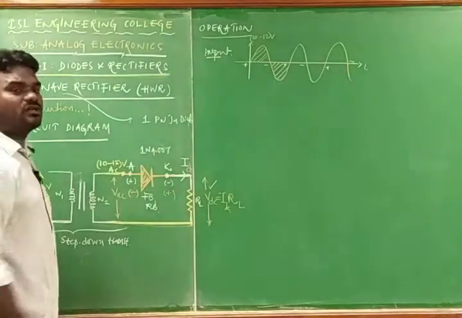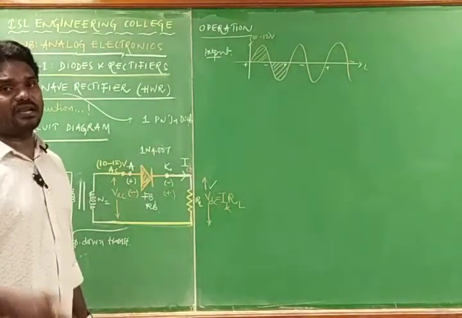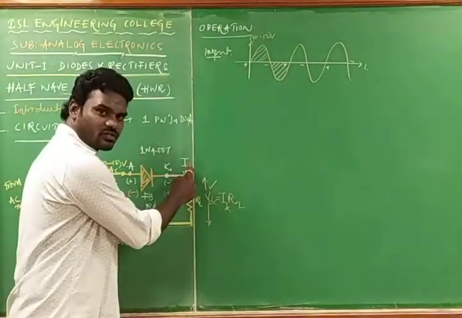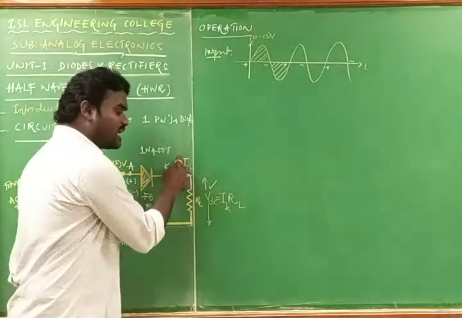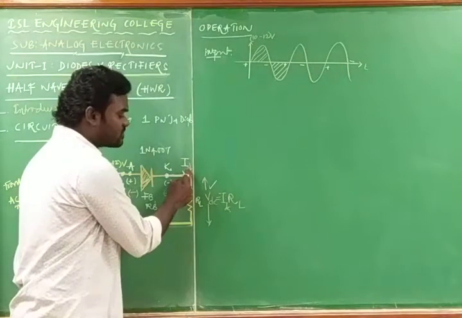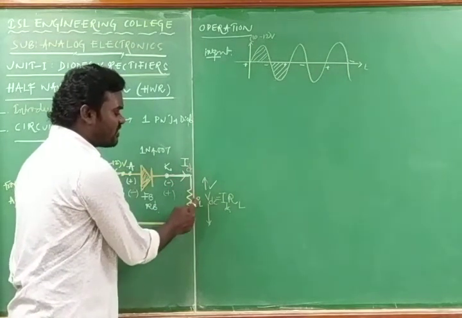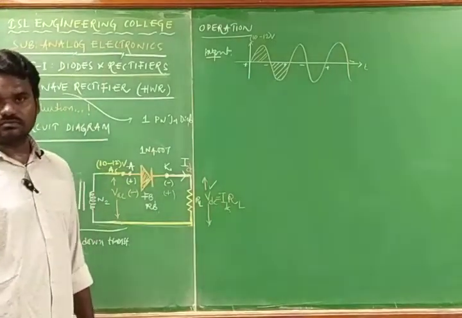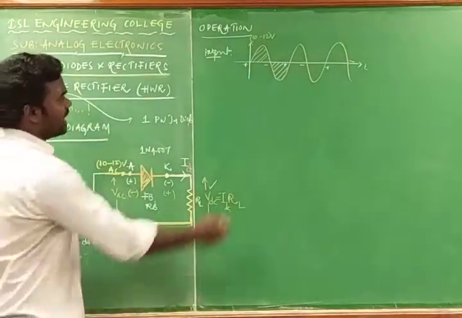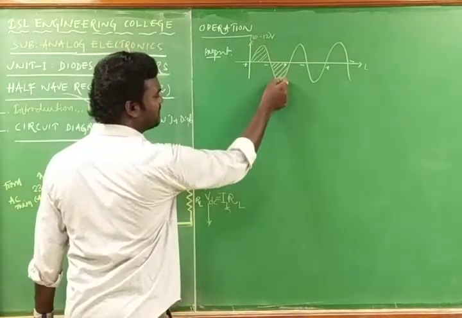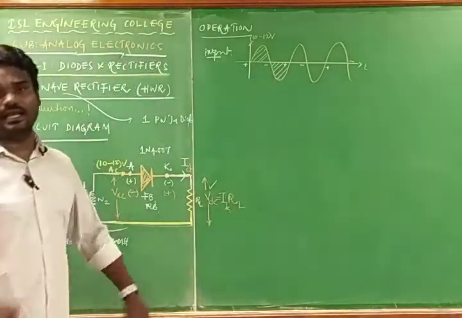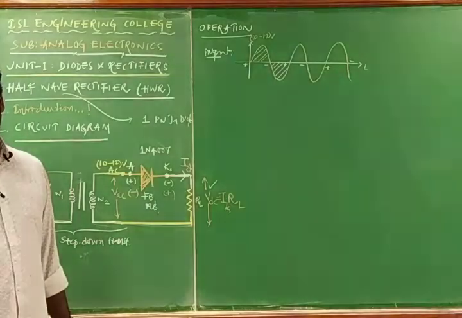When the diode is in the reverse bias, it is not going to conduct any current, so IDC is equal to 0. If IDC is equal to 0, whatever may be the value of RL, if I is 0, then obviously V is also 0. That means during the negative half cycle, current is 0, so voltage is also 0, so we are not getting anything at the output side.